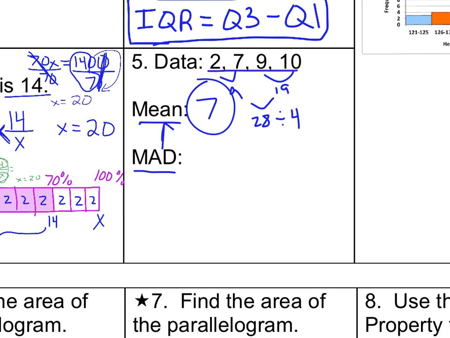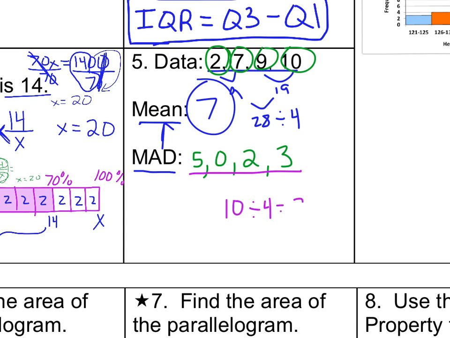The 2 is 5 away from 7. The 7 is 0 away from 7. The 9 is 2 away from 7. And the 10 is 3 away from 7. So now we add those up and divide by 4 to find the mean of our absolute deviations. So what's 5 plus 5, which is 10, and 10 divided by 4 is 2.5. So our mean absolute deviation is 2.5.